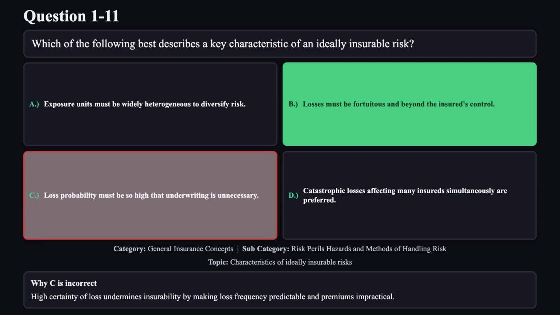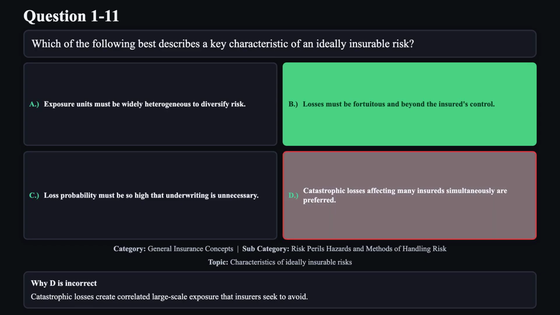Reason C is not correct. High certainty of loss undermines insurability by making loss frequency predictable and premiums impractical. Reason D is not correct. Catastrophic losses create correlated large-scale exposure that insurers seek to avoid.